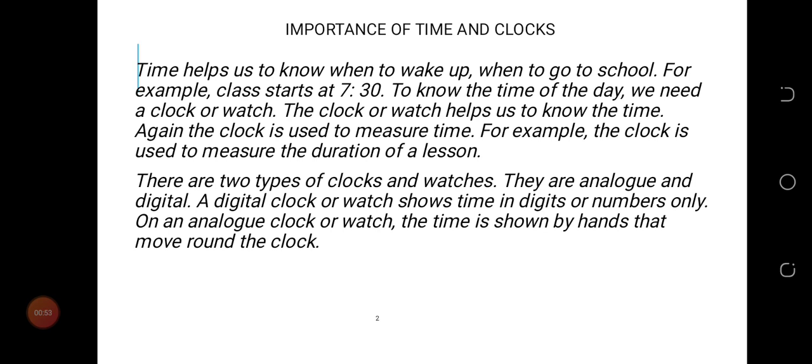There are two types of clocks and watches. They are analog and digital. A digital clock or watch shows time in digits or numbers only. On an analog clock or watch, the time is shown by hands that move around the clock.